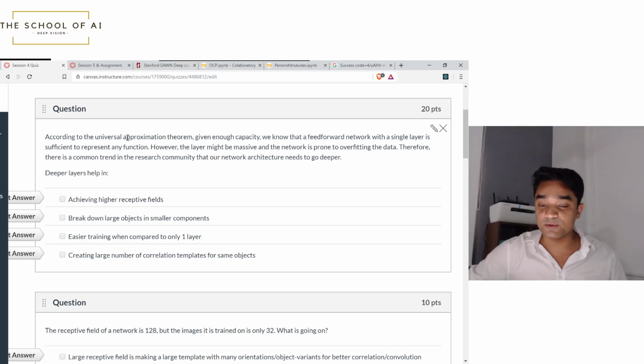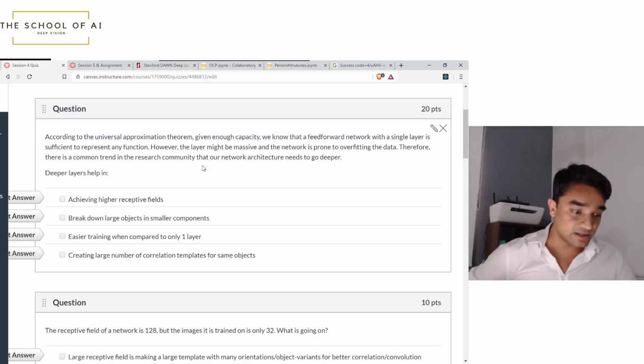Now, according to the universal approximation theorem, given enough capacity, we know that a feed-forward network with one layer is sufficient to represent any function. However, the layer must be massive and the network is prone to overfitting the data. Therefore, there's a common trend in the research community that network architecture needs to go deeper. This is something we covered in the last session as well.